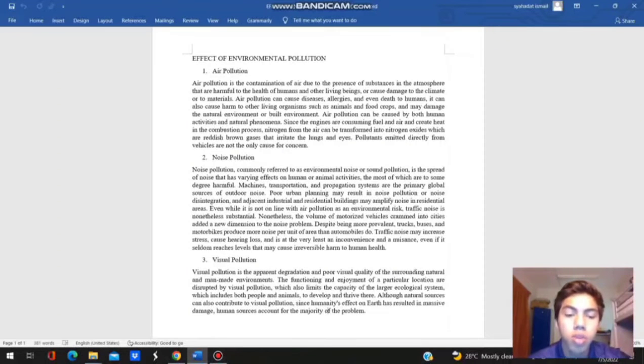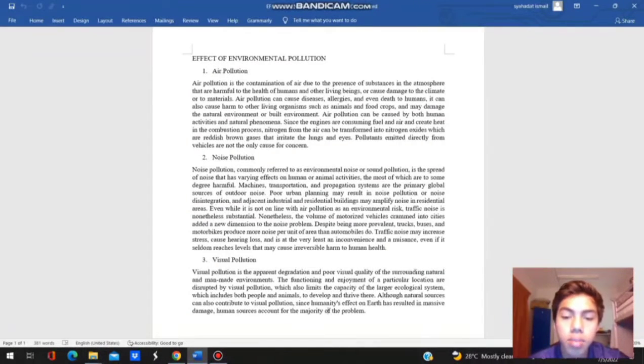Next, about the noise pollution. Noise pollution, commonly referred to as environmental noise or sound pollution, is the spread of noise that has varying effects on human or animal activities, most of which are to some degree harmful. Machines, transportation, and propagation systems are the primary global source of outdoor noise.